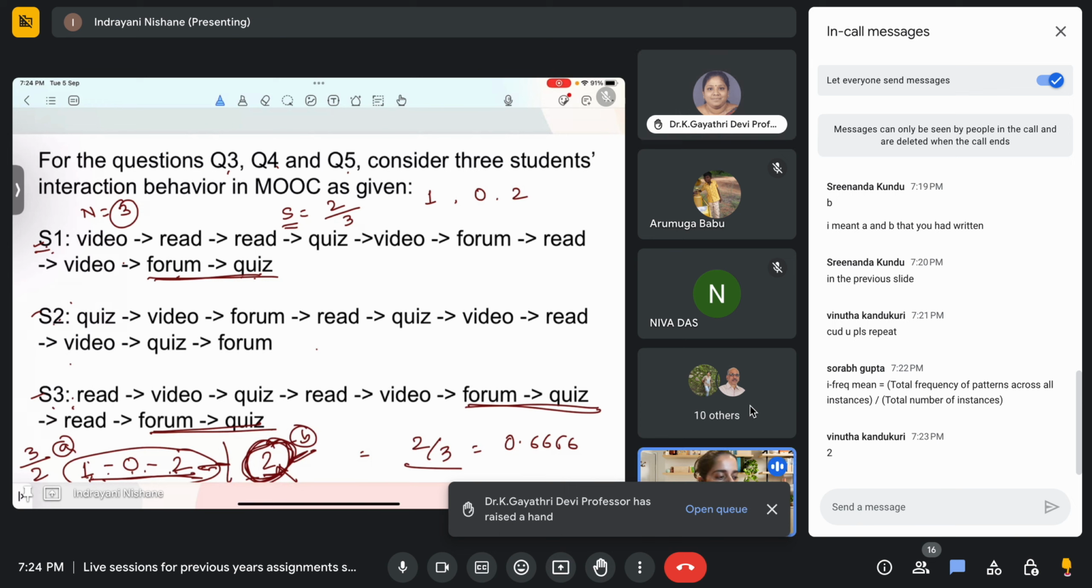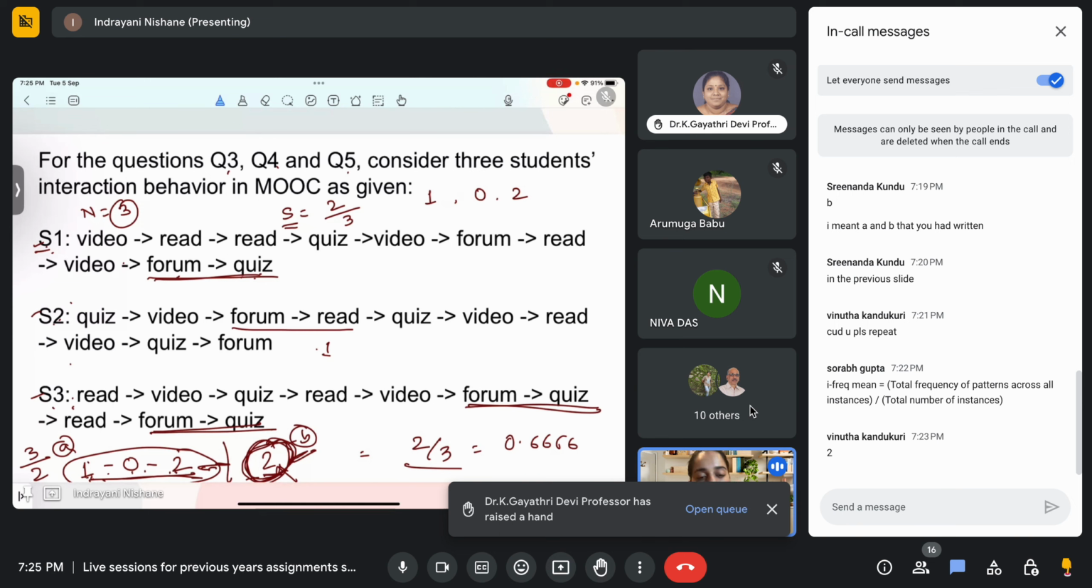So in that case we find it for the transition. Yeah, so mostly we want to consider the transitions, right? The sequence of actions. Here we are talking about patterns, no? So we say for example forum read, so we will count how many times forum read is observed. So forum read is observed only once.